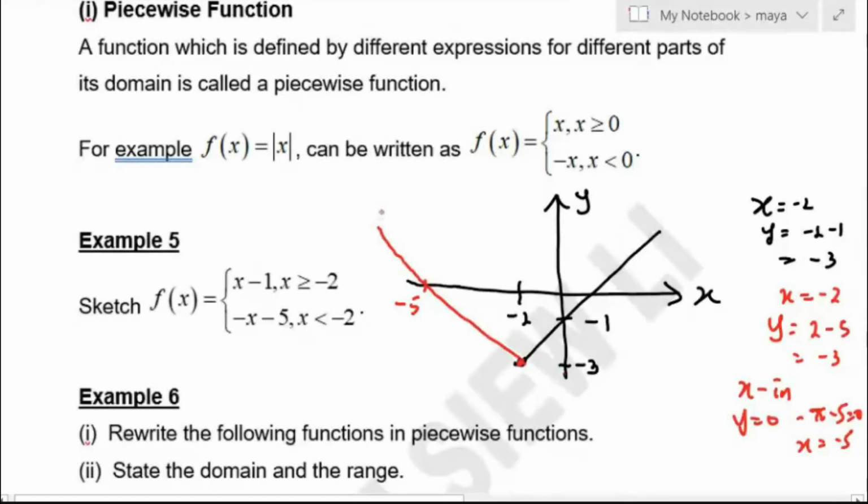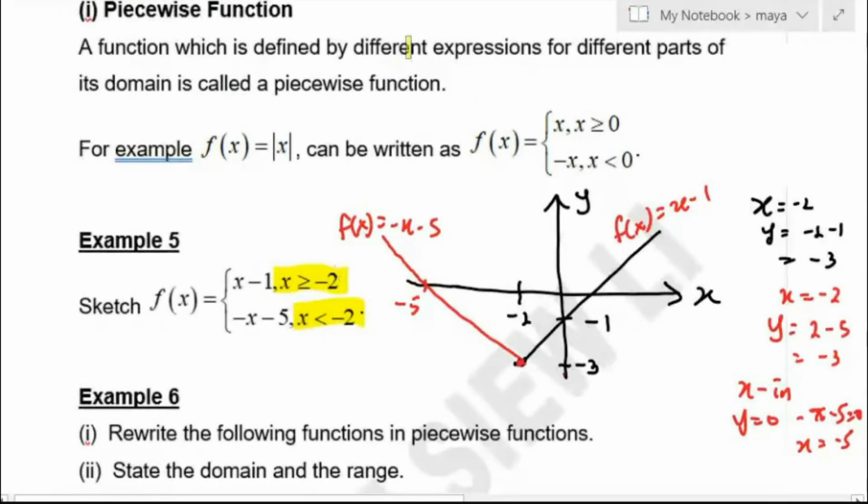When I label, this is my negative x minus 5, and this is my other function, which is x minus 1. So piecewise function, piece by piece. This is one piece, this is another piece. This graph is joining at negative 2. Sometimes they won't join, so they will draw a separate point. This is how we sketch a piecewise function, part by part, following the domain they give us.